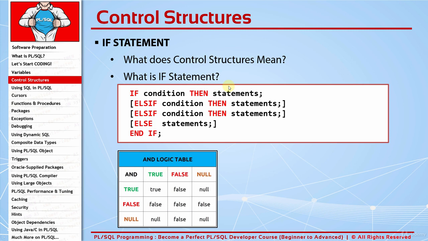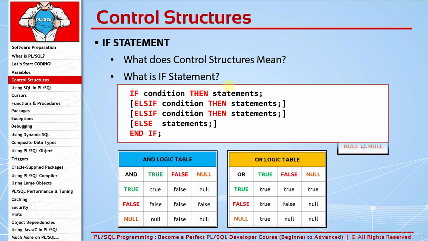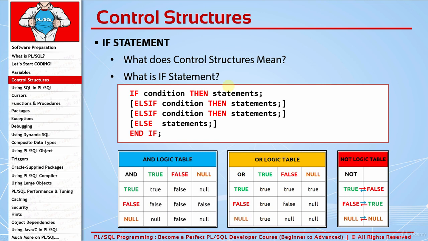AND logic table, OR logic table, and NOT logic table. If you don't know yet, you can check from the document, but I can say simple things to remember. If the condition is an AND condition, all of them must be true to execute. If it's an OR condition, one true is enough.